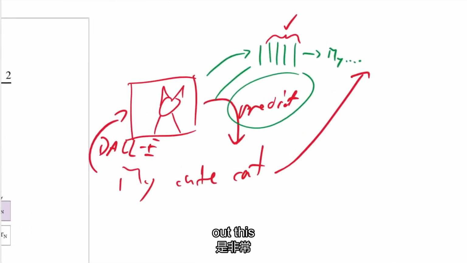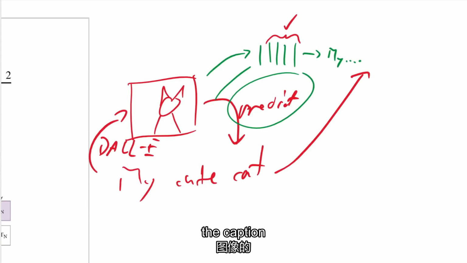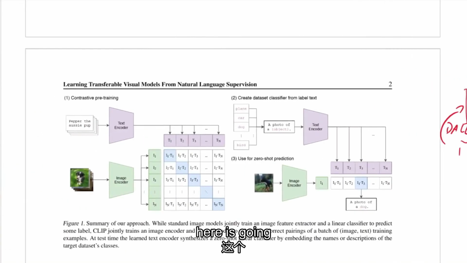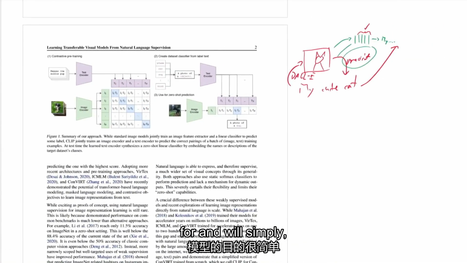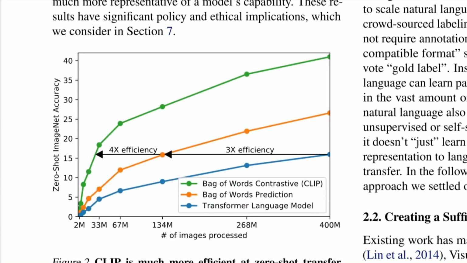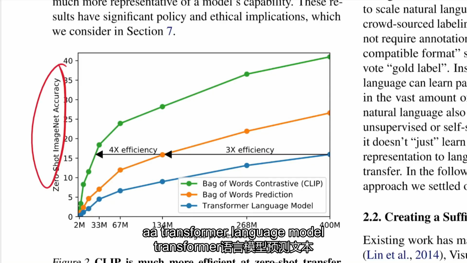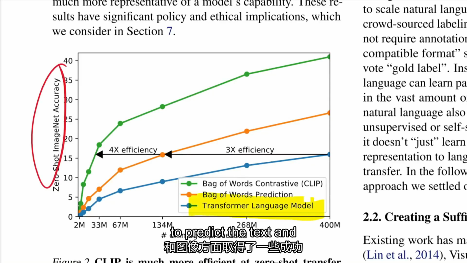And it turns out this is pretty useful. There have been papers before simply predicting the caption of images, but it doesn't work too well. So let's look at this graph right here. They tried first to predict the text, and you can see the zero shot ImageNet accuracy, and we're going to look at what exactly that means in this context. But you can see here that they had some success with using a transformer language model to predict the text in images and evaluating that on ImageNet.